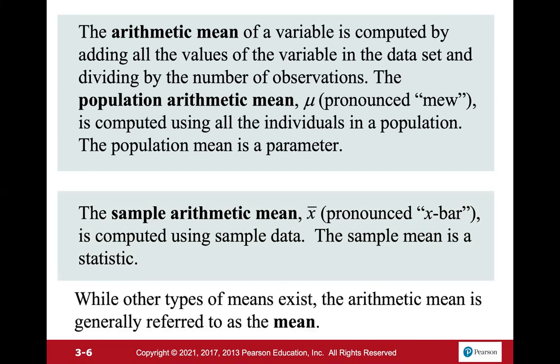While other types of mean exist, the arithmetic mean is generally referred to as the mean. So for the rest of the semester, we're just going to say population mean mu or sample mean x bar. Arithmetic just refers to how we acquired this information: we're adding everything together and dividing.